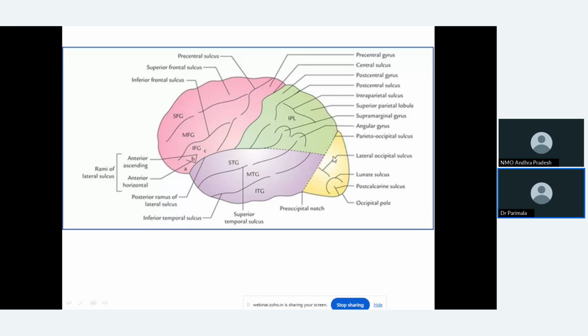Then come to the occipital lobe, where you are able to see the posterior part, or last part, of the calcarine sulcus, which is mainly seen on the medial surface. So it's called the postcalcarine sulcus. It is surrounded by a semi-lunar shaped sulcus called the lunate sulcus. And one more sulcus is there on the superolateral surface of the occipital lobe, called the lateral occipital sulcus. So these are the sulci and gyri of the superolateral surface. Is that clear?